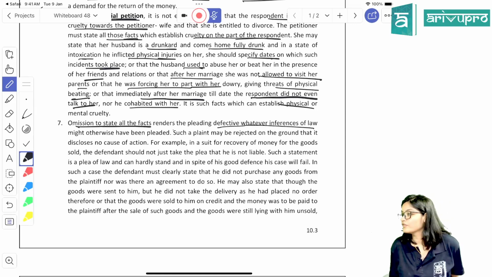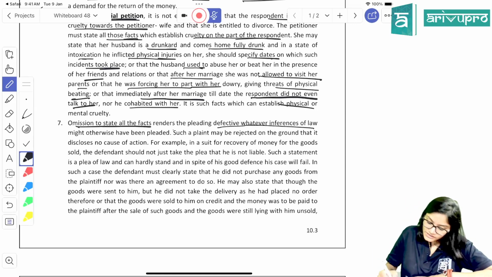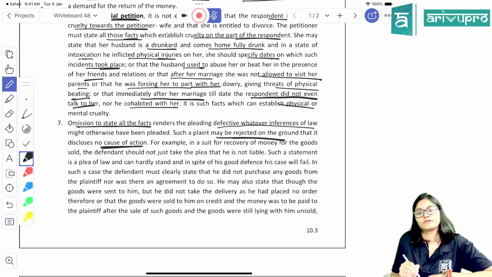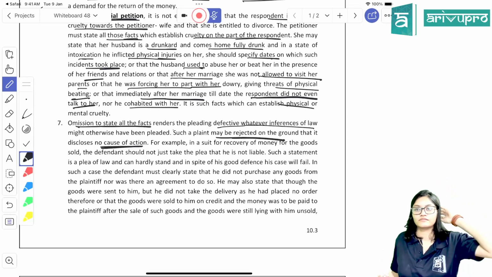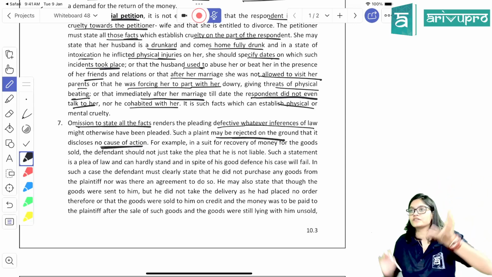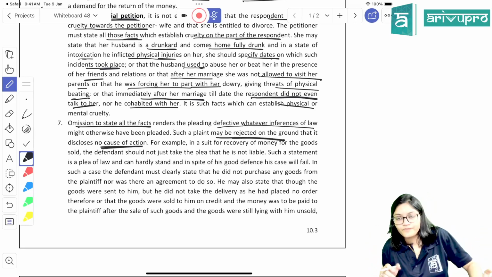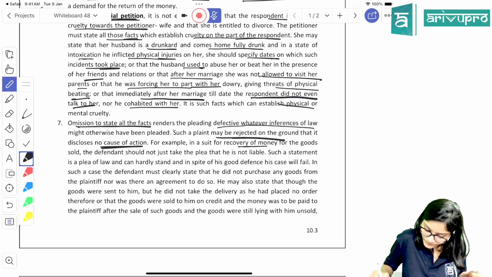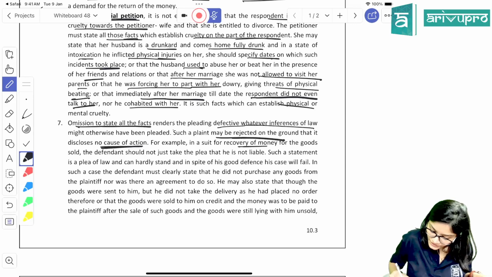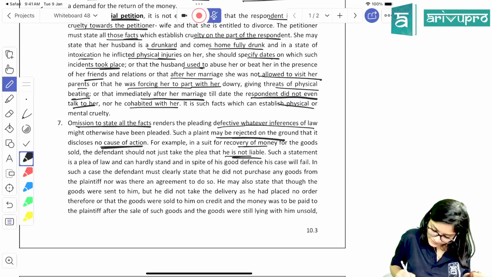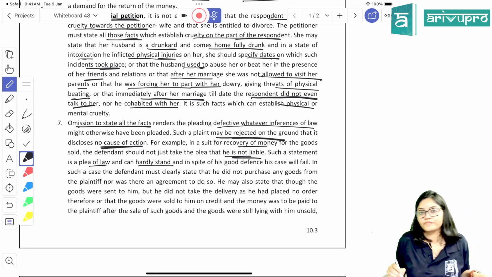Or if you have omitted all the material facts, such a plaint may be rejected on the ground that it disclosed no cause of action. Wife is saying, I want divorce. I say the reason, cause of action, why you are taking such action, right? So, for example, in a suit for recovery of money for the goods sold, the defendant should not just take the plea that he is not liable. Such a statement is a plea of law and can hardly stand.